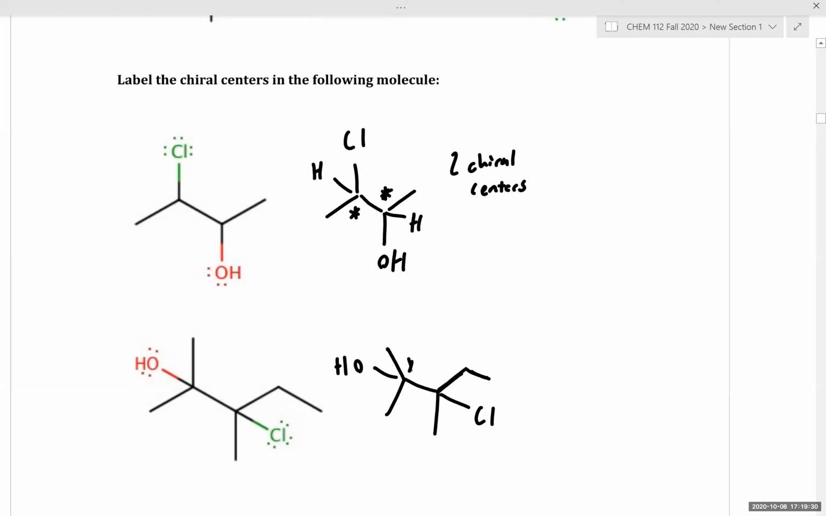In this second case, we only have 1 chiral center because if we look at this carbon, we see that we have 2 identical substituents. So as a result, this molecule only has 1 chiral center. Does that make sense to everyone? Make sure you're on the lookout for identical substituents and axes of symmetry. Any other questions on this example before we move on?